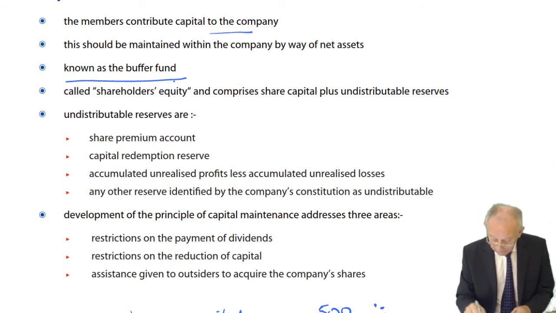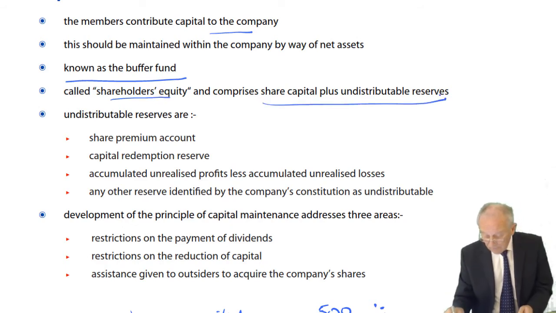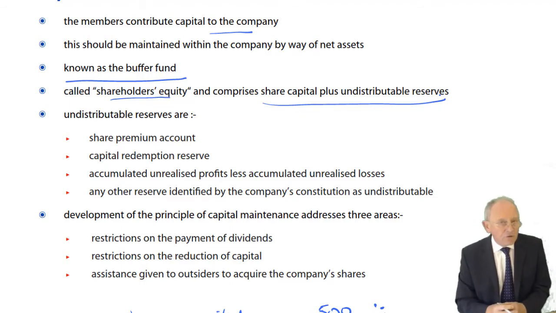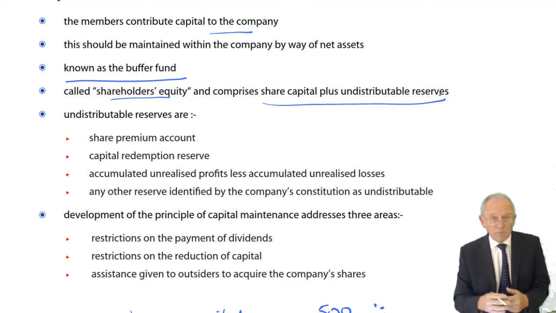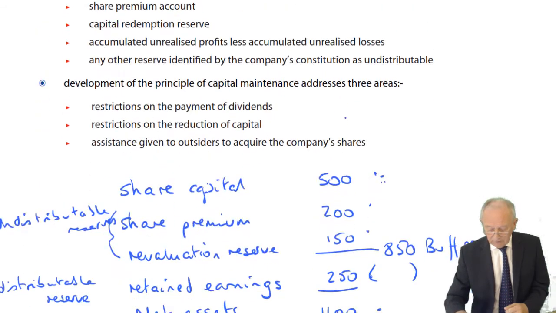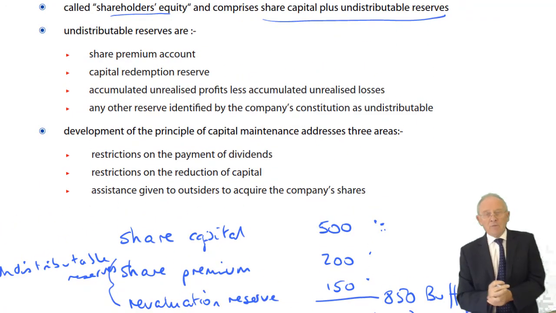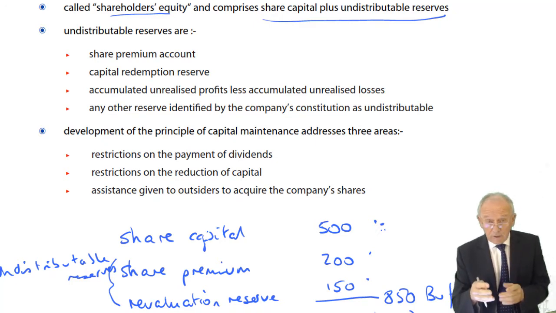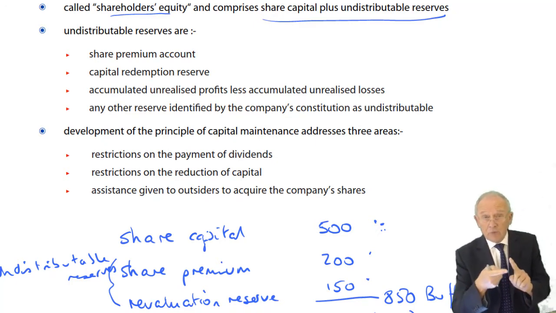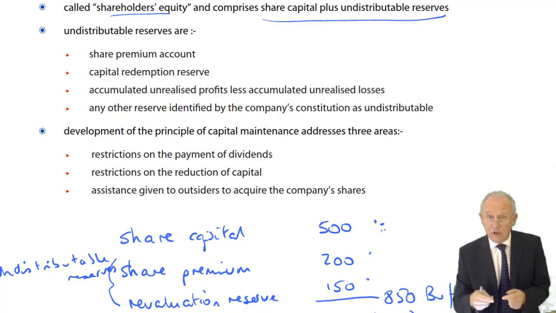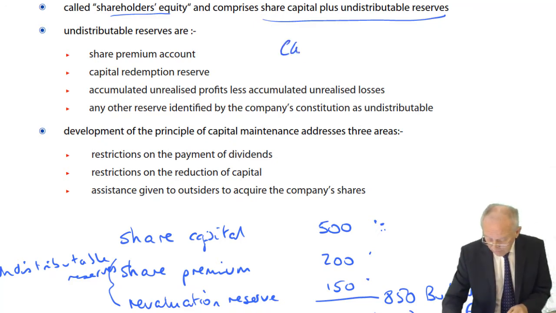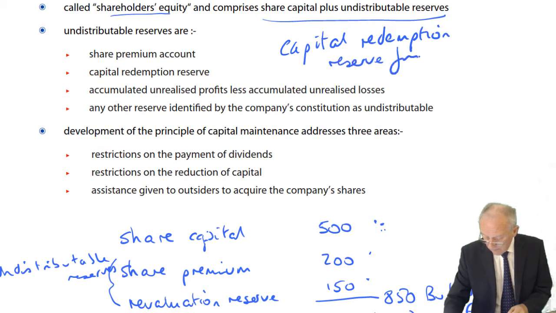And the buffer fund is shareholders' equity, and it comprises share capital plus undistributable reserves. These are reserves that are not allowed legally to be distributed by way of dividend or repayment to the members. The undistributable reserves are statutorily defined, and the statute actually names two of them: the share premium account and the capital redemption reserve fund.